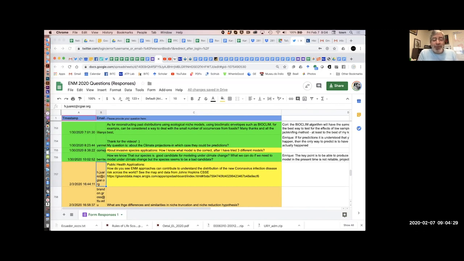But this first one is very interesting, and it was asked by several people. It's, how do you see ENM approaches can contribute to understanding the distribution of the new coronavirus infection disease risk across the world? And it refers to a map and data from Johns Hopkins. So that's an interesting thing. Where these techniques are useful is where there is a relationship between environment and occurrence, or where there could be a relationship between environment and occurrence.